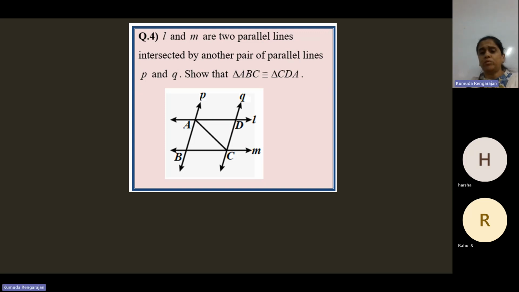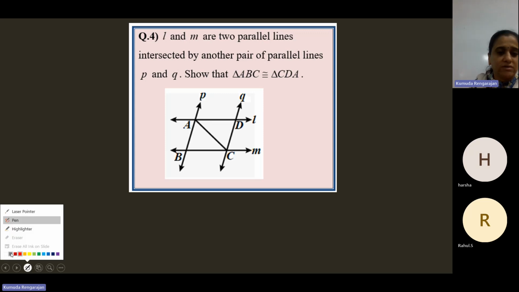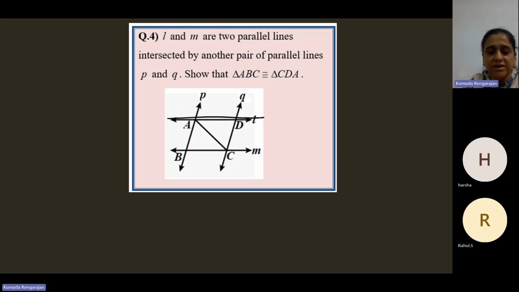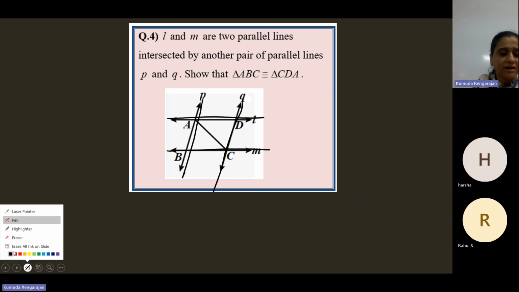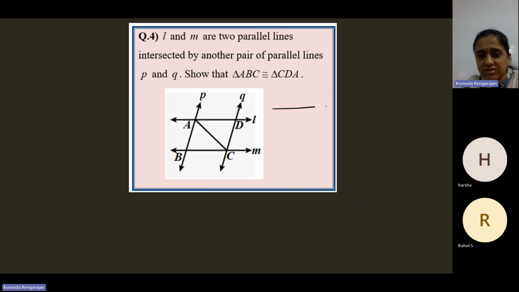Now, this one can be proved using many conditions, I think all except RHS. Here we are given that line L is parallel to line M and line P is parallel to line Q. Now we know that in a quadrilateral, when both pairs of opposite sides are parallel, this line is parallel to this line and this line is parallel to this line.